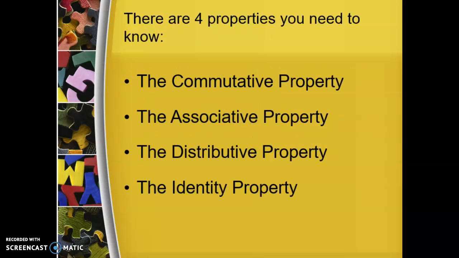There are 4 properties that you need to know. We've already talked about the identity property of multiplication. We're going to be learning about the commutative property, the associative property, and the distributive property. Today we're going to focus on the commutative property.